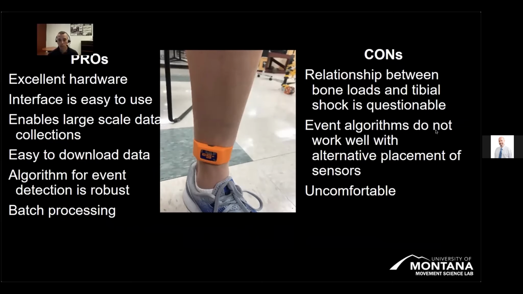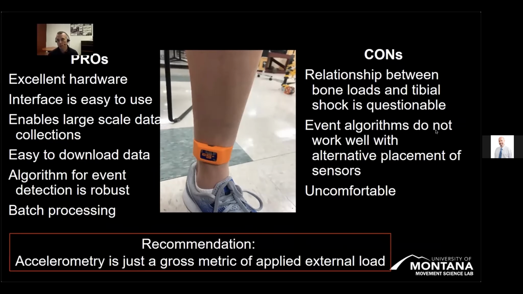And so you're not going to be able to put it on the ideal location here. And the strapping system, as we mentioned, seems to be pretty uncomfortable for most people. Because of this weak relationship between peak bone loads and tibial shock, what we're finding is that these devices seem to be a very excellent gross metric of applied external load on the person. We're a little bit cautious about saying that this is actually measuring tibial bone loads.